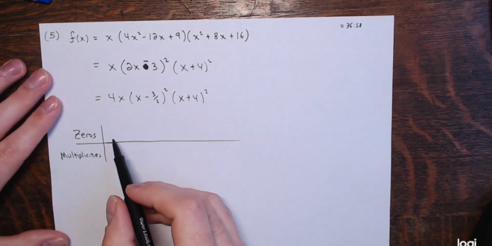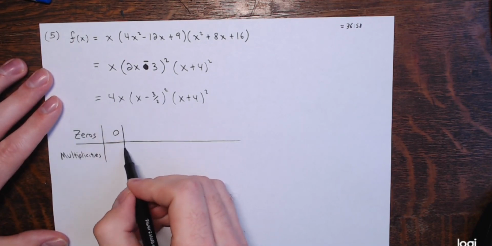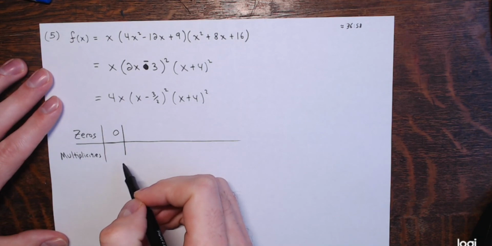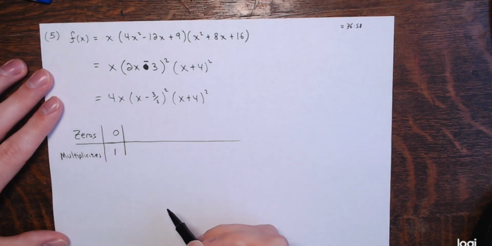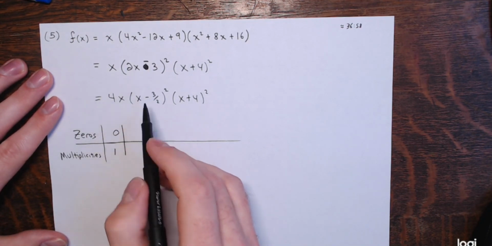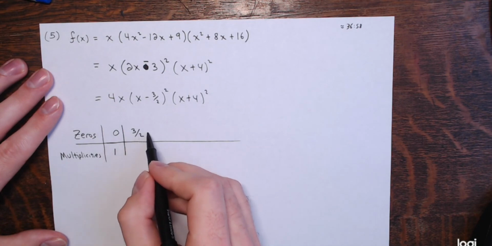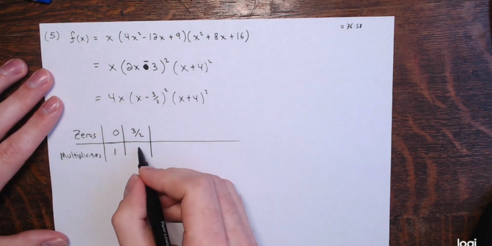Okay, and clearly the zeros are, x equals 0. I'm hoping that's clear. And that's x to the first power, so the multiplicity is 1. Then from the next factor, we see that if x were 3 halves, 1.5, you'd get an output of 0. And there are 2 of those, so the multiplicity is 2.